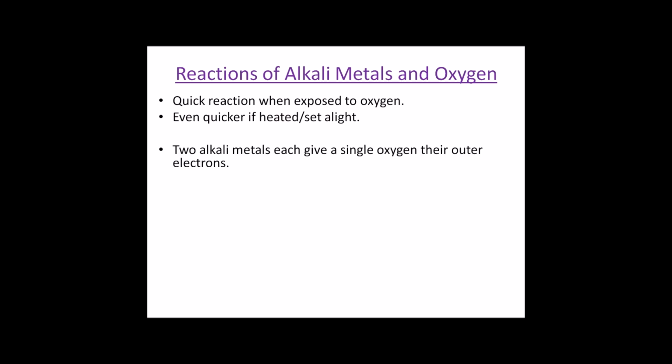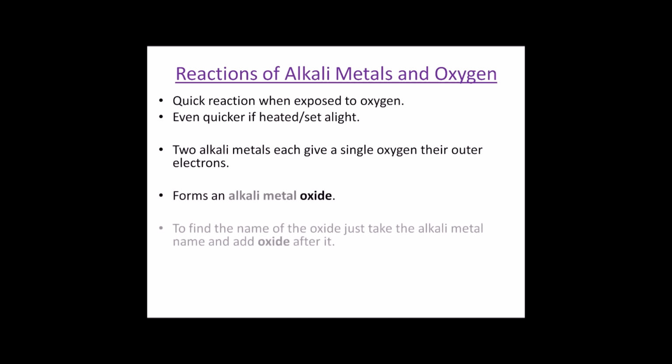What happens, generally, is 2 alkali metals each give their outer electron to a single oxygen, and it forms an alkali metal oxide. To find the name of the oxide, you just take the name of the alkali metal and add oxide after it. So if I take lithium and react it with oxygen, I would get lithium oxide. If I did it with cesium, I'd get cesium oxide. Really, really easy. So the naming of the oxides: just take the name of the alkali metal, put oxide after it.